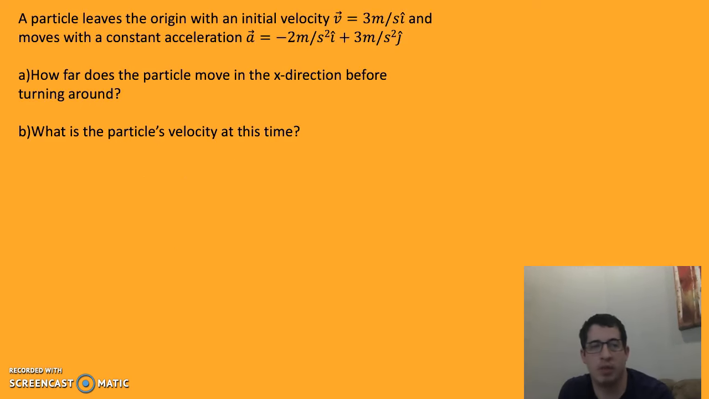Alright, so we have a problem here where we have a particle that starts at the origin, has an initial velocity that's horizontal, and has acceleration that's both horizontal and vertical. This one's asking how far it moves in the x direction before it turns around, and then to find the velocity at that time. So we saw something similar to this, but I want to practice again and just highlight a couple of things. So the first thing that I want to mention, this is constant acceleration, which actually means that we can use kinematics, but we don't have to.